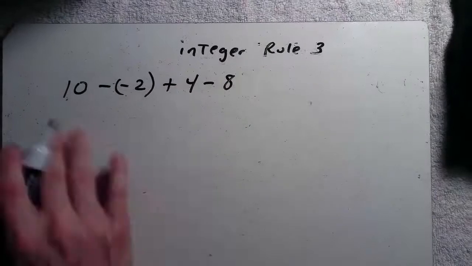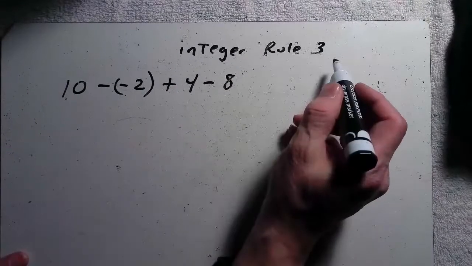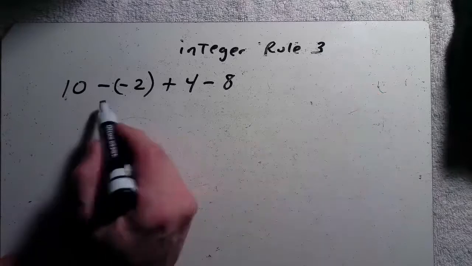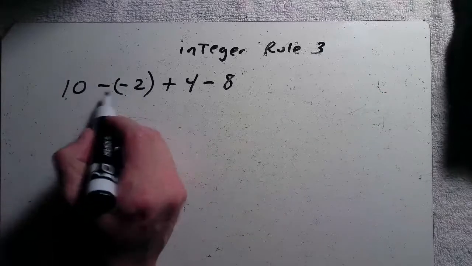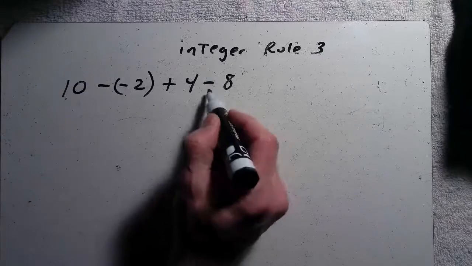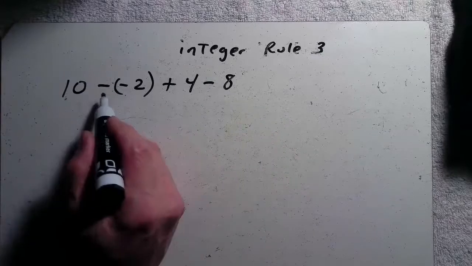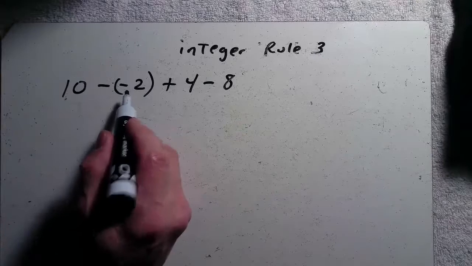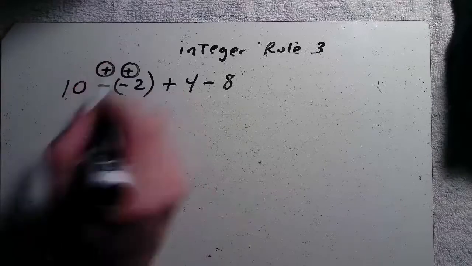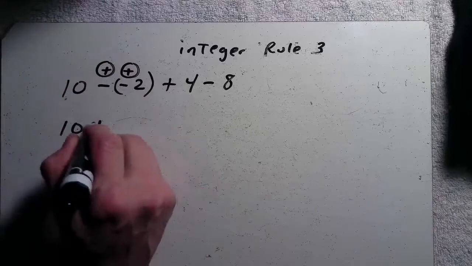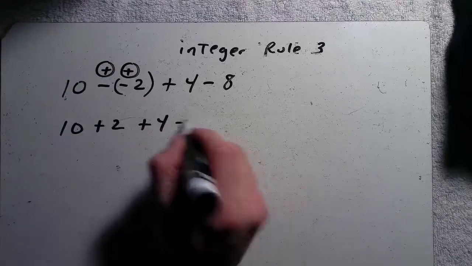So before we can go ahead and deal with rule 1 and rule 2, we have to take care of rule 3 first. So here's a rule 3 signature right there. Whenever we're subtracting a negative, notice that we're subtracting 8 here. This is not rule 3 here. We need to see that subtracting a negative. So here we're going to go ahead and change that to plus and plus. Rewrite the next line, 10 plus 2 plus 4 minus 8.